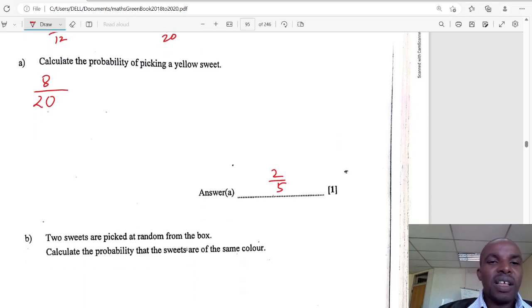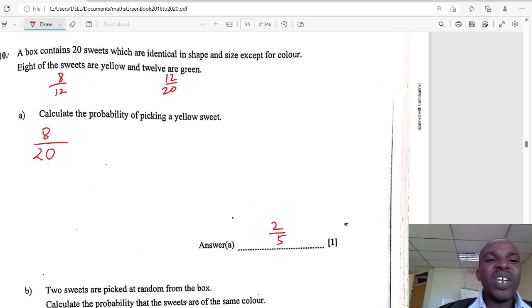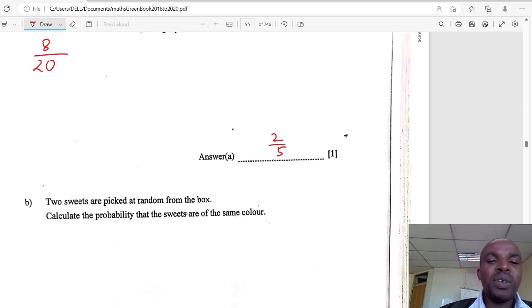Like this. But then 2 sweets are picked at random from the box. Calculate the probability that the sweets are of the same color. Please take note. They didn't write with replacement or without replacement. So if they say just they are picked and they didn't say with replacement, always assume that it's without replacement. So this one is without replacement.